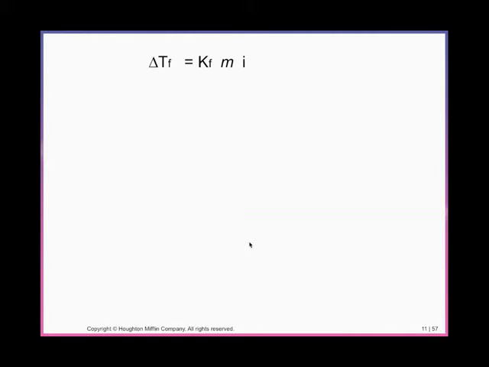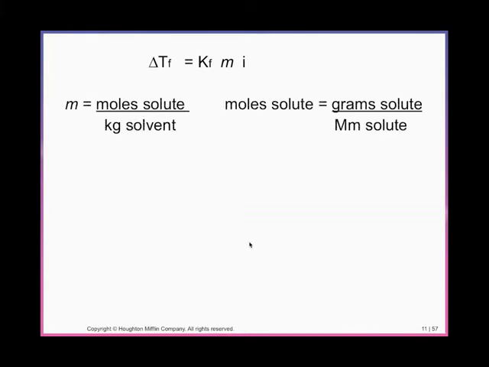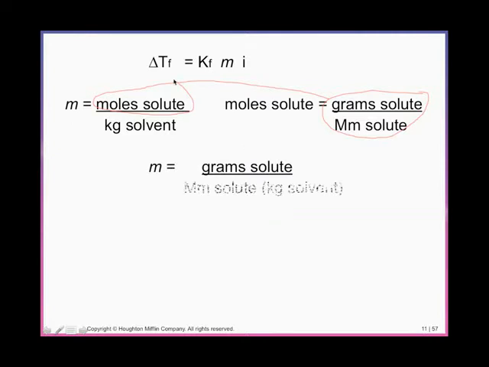All right, so I'm going to play with the formula a little bit. Here's my formula for finding the change in the freezing point. I'm going to make some substitutions like I did earlier. So m, molality, is moles of solute per kilogram of solvent. And moles of solute is grams of solute divided by the molar mass of solute. So I can, and I did this before, take this fraction here and put it in place of moles of solute. So we can replace moles of solute, and then I get this.